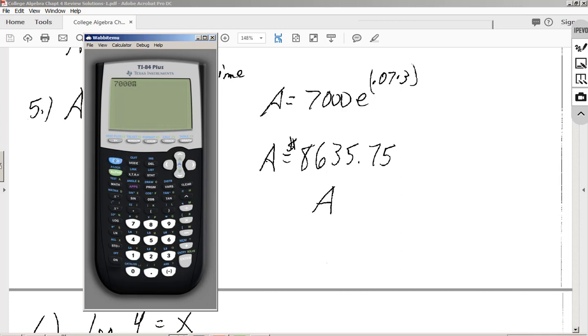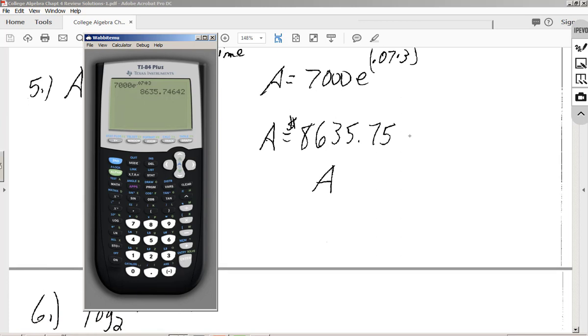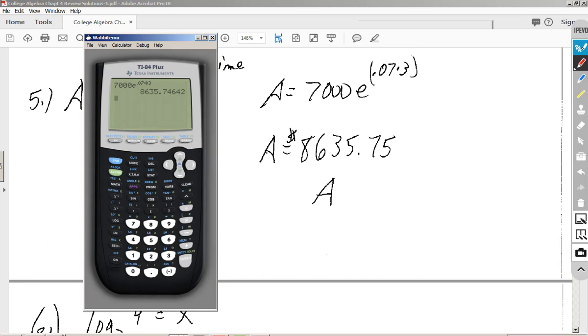Hit your E key, and then type in 0.07, then times by 3. Hit enter, and that comes out to be $8,635, and we'll go ahead and round it off to 75 cents. So that would be my answer. So notice your multiple choice answer is going to be A, $8,635.75.